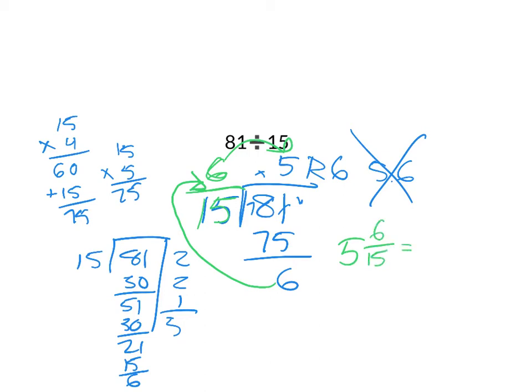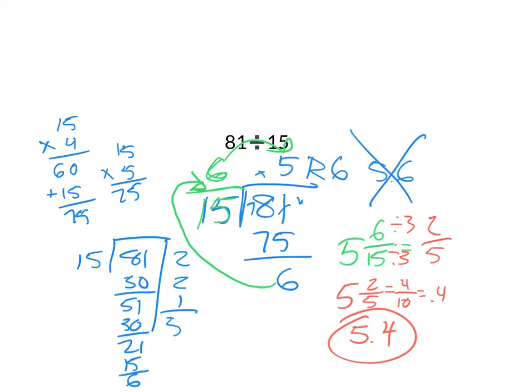But then what you can do is reduce that, and you go 6 divided by 3, 15 divided by 3, and you get 2/5. And so you now have 5 and 2/5. Well, you might recognize that as 4/10, and we know how to write 4/10. So our answer becomes 5 and 4/10, and that's how you convert it to a decimal.